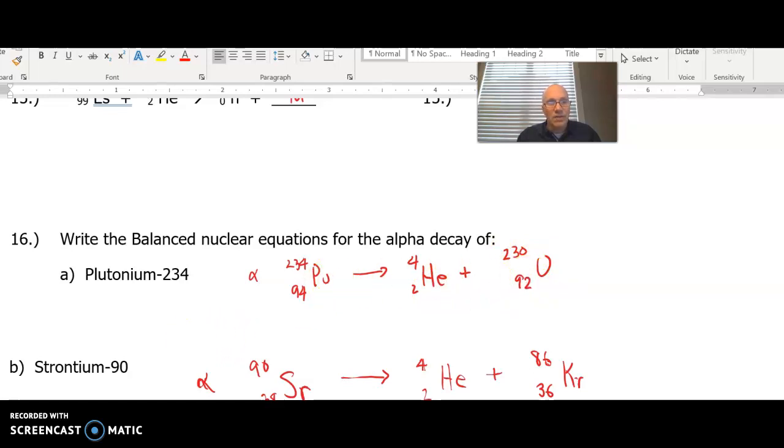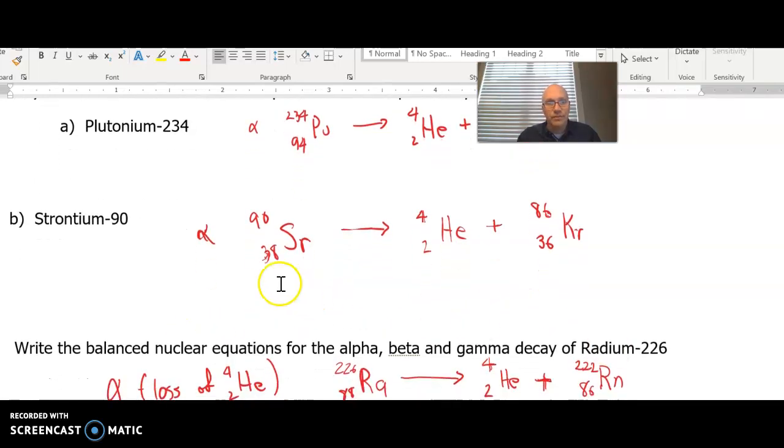Same thing with strontium. We are taking this right here, and we're spitting out a helium atom. And in this case right here, again, we're spitting out a helium atom. So you need to figure out what particle is 2 less than 38. That's 36. That means that is krypton, and it would have this mass number.